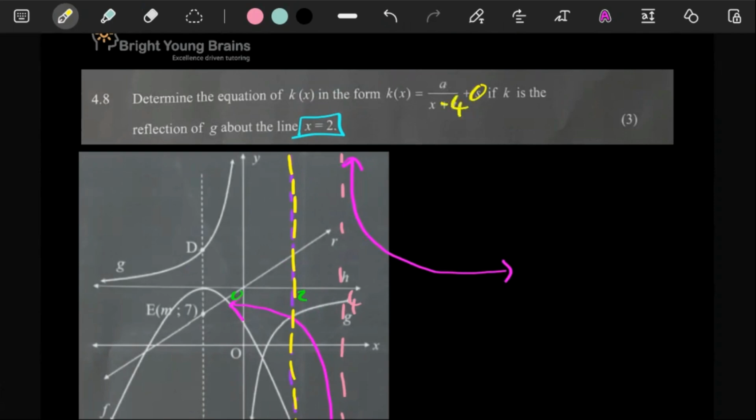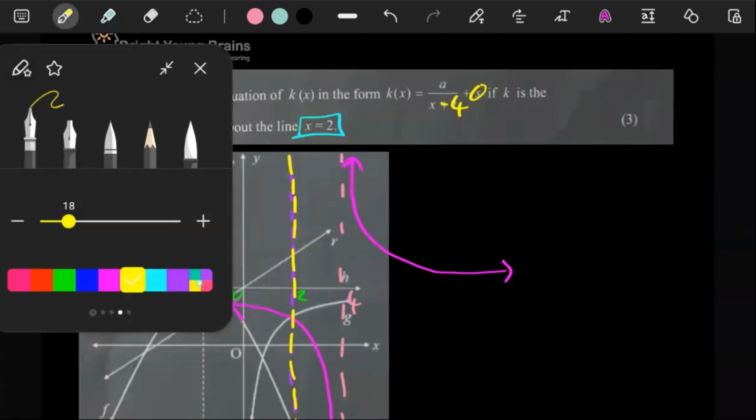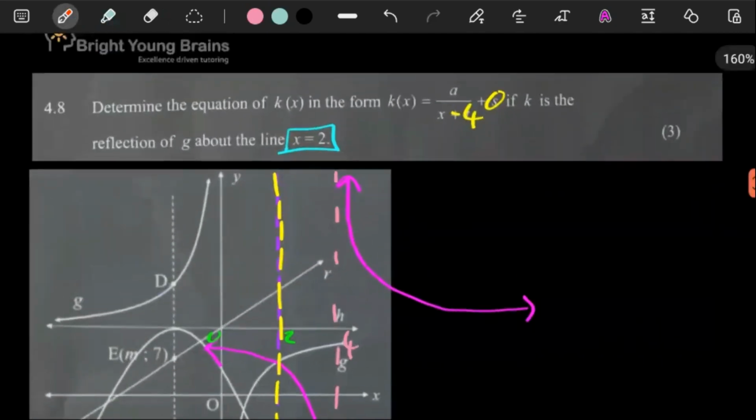To get the a value, we have to find a point that the graph passes through. Fortunately, we can get it from D. This point is going to be somewhere there. So for D, the x value is -1, the y value is 11. From -1 to here, the distance is like 3 units, so from here to there, the distance is also going to be 3. So the x value is a 5, and the y value is also going to be 11. So this is a point that the graph passes through, and we can use that to get A.